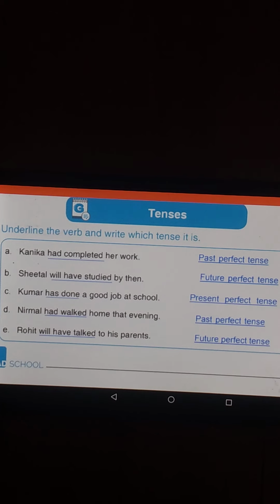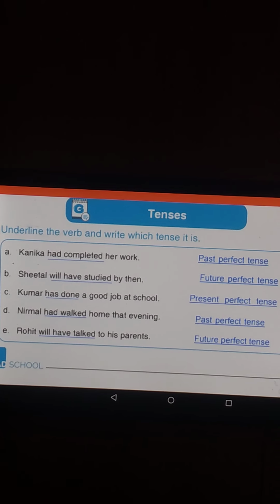So let's check your answers, children, whether you have found out the tenses in the correct form. If it is not, change it now itself. So have you all done it out, children? Okay, let's move on to writing and speaking expression.